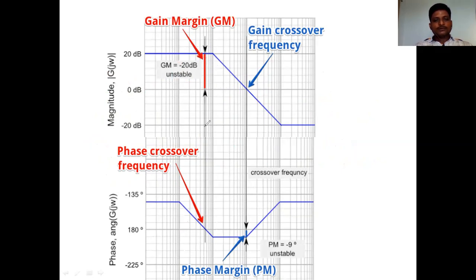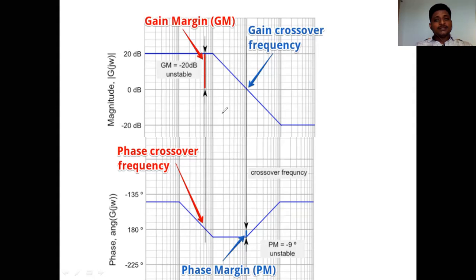So the frequency at which the gain margin is measured, the magnitude of the function at this frequency, and that frequency is called the phase crossover frequency. So when you want to draw a Bode plot, you have to take a semi-log graph. You cannot use normal graphs. You have to use a semi-log graph.